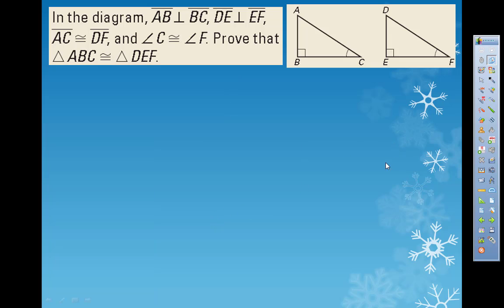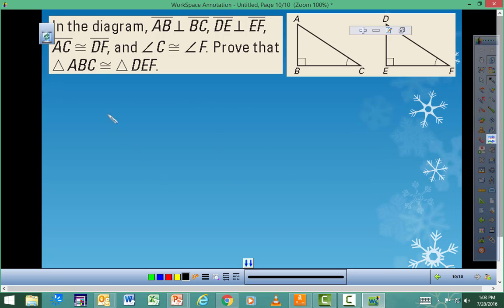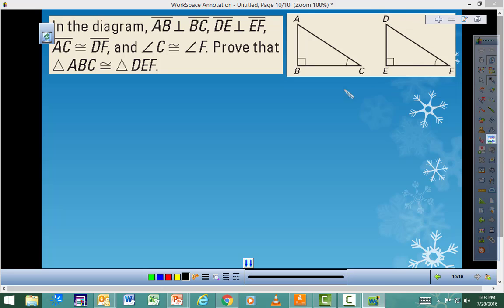And it's not bad. I mean, you kind of get tired of doing the two-column proof. Let me demonstrate this again with this new problem. So let's try a flowchart proof with this one.